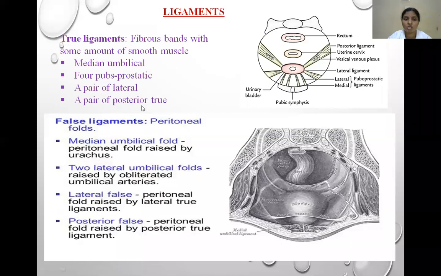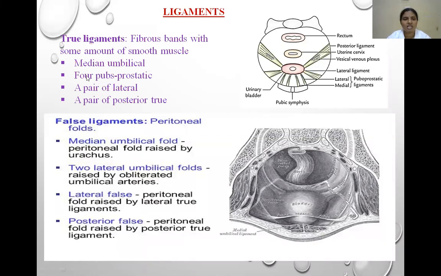Then a pair of posterior ligaments. The posterior true ligament extends. Here you see, this is the neck of the urinary bladder, and here at the margins of the base of the bladder, the ligaments are extending backwards. Here you can identify these are the pair of posterior true ligaments, and these ligaments are conveying the blood vessels of the urinary bladder. Along this pole, we can identify the vessels of the urinary bladder.